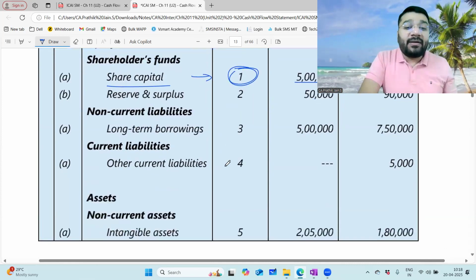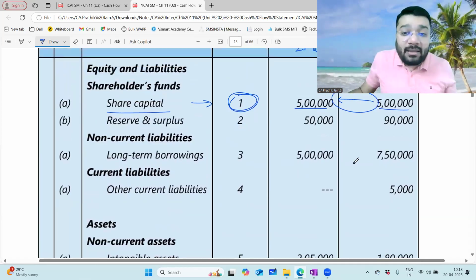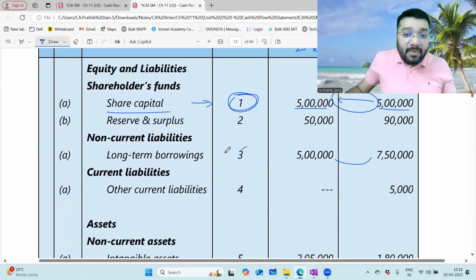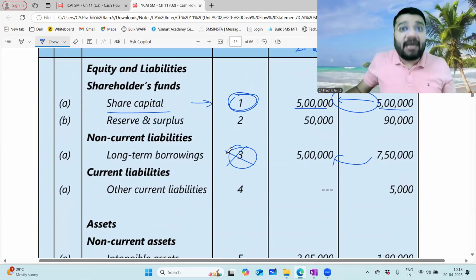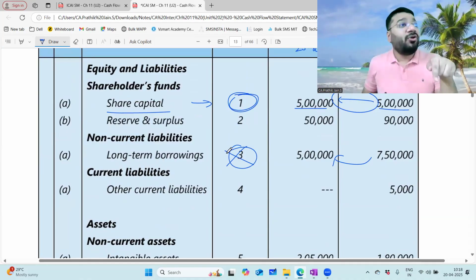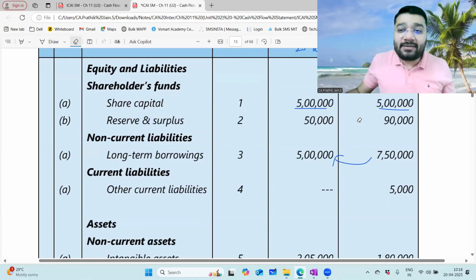Wherever any item does not have a note number, that time alone you can check the movement at the balance sheet level. So if the note number is missing, then you can check the movement at the balance sheet level. If the note number is given, you'll check for the movement in the notes to accounts. Will you forget this point?